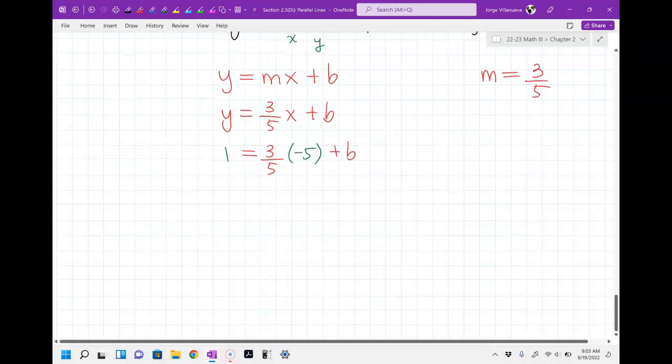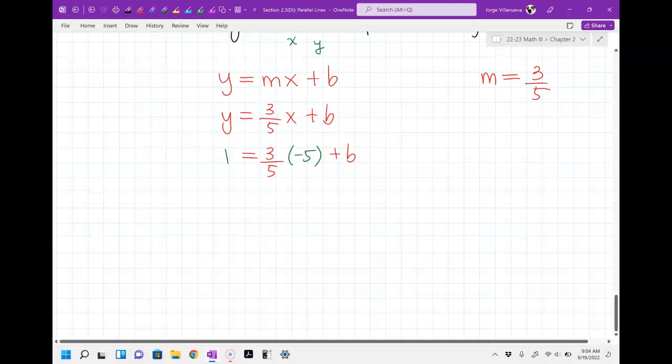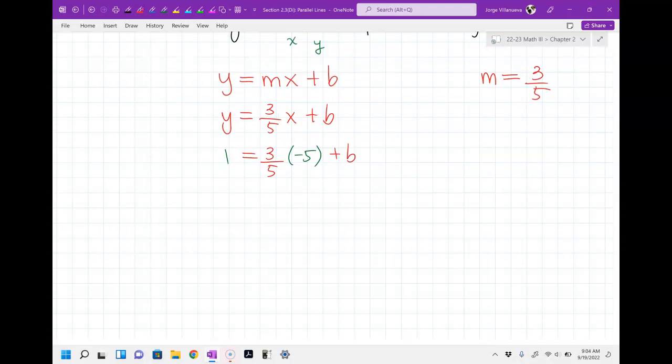Now, notice 3/5 times negative 5. This is something you're going to want to put on your calculator if you don't feel comfortable doing it in your head. But 3/5 times negative 5 comes out to negative 3, because the 5's cancel, right? Negative 5 divided by negative 5 is a negative 1... Or if you want to multiply, 3 times negative 5 is negative 15. Negative 15 divided by 5 is negative 3. Or punch it into your calculator. Whatever you feel most comfortable doing. So let's add 3, and then we're pretty much done with the problem. So 4 is equal to b.